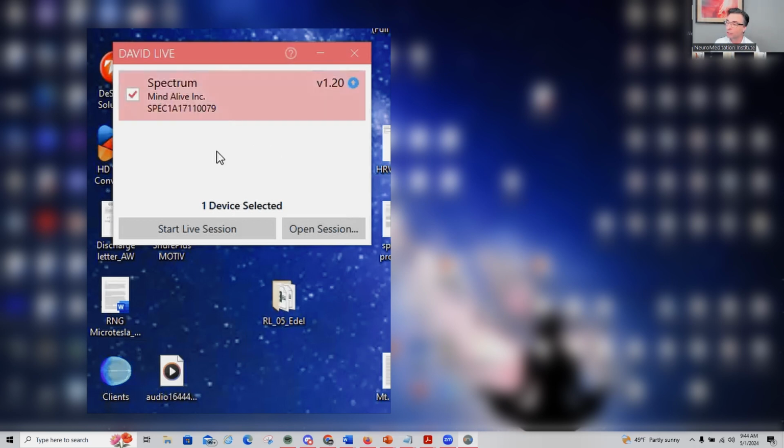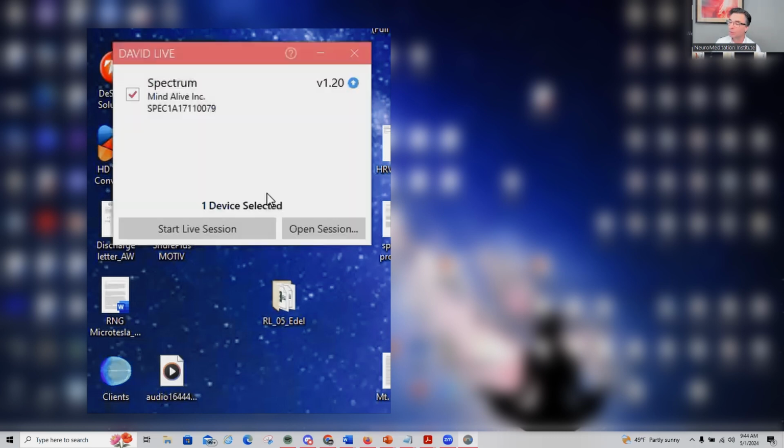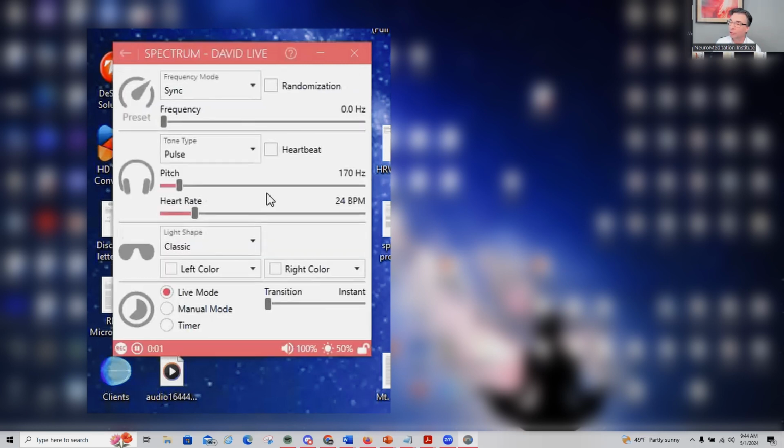So I just clicked it. And as soon as I clicked it, it said one device selected. So if I unselect it, no devices selected. So I can't run the glasses if there's no devices selected. So you've got to select it. Okay. Then you're going to go to start live session. Okay, there's an update available. I'm not going to do that now. I'm going to skip it. But if you have an update available, you might want to do that.